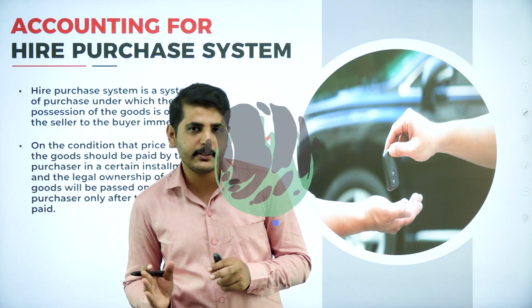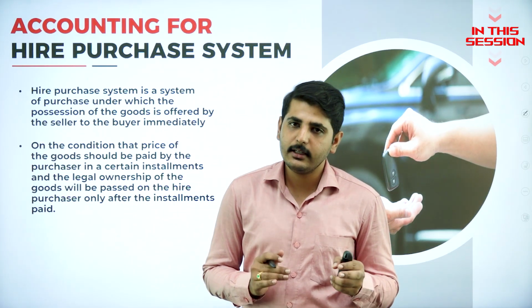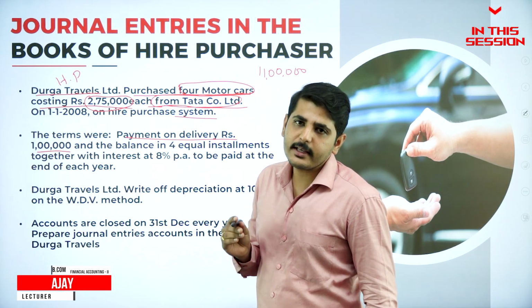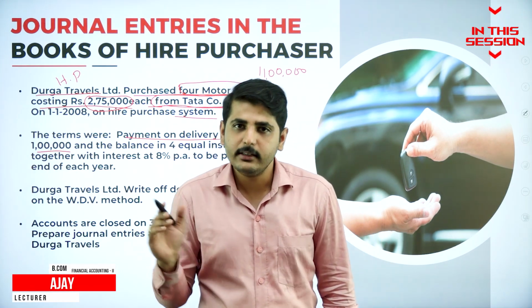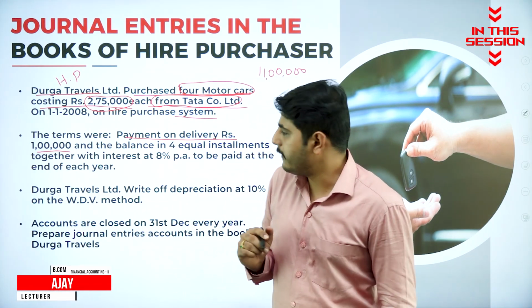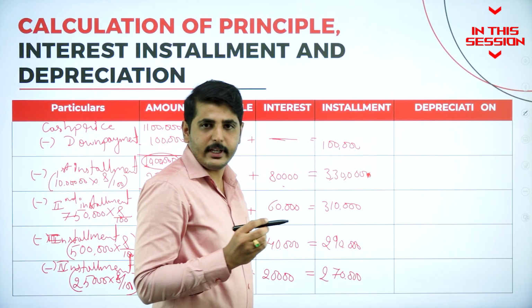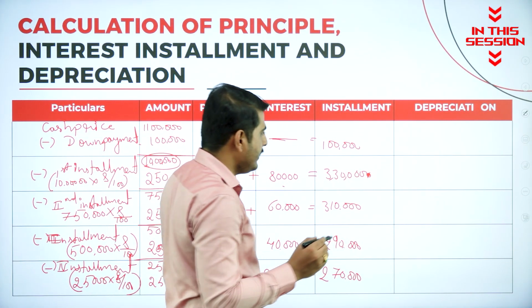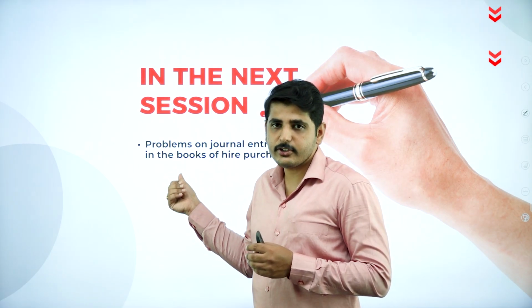First one is hire purchaser, second one is hire seller. On the date of purchase, we have to pay some amount as the down payment, that is called payment of delivery. While calculating the depreciation, we need the actual price of the asset. So whatever the installment he has given, 4 equal installments.